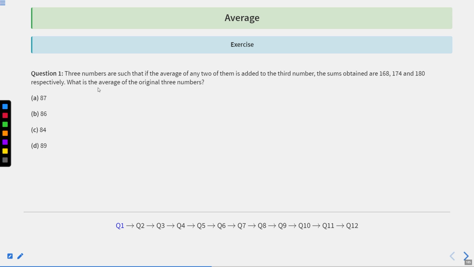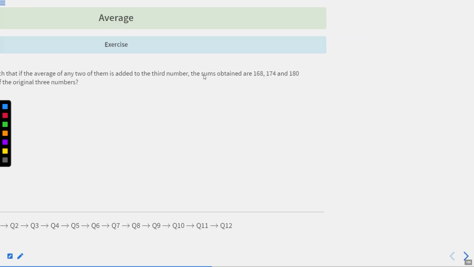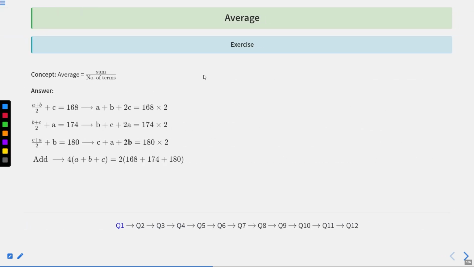First question is, three numbers are such that if the average of any two of them is added to the third number, the sums obtained are 168, 174 and 180 respectively. What is the average of the original three numbers? Let us have a look at the solution. The important concept that will be useful in this question is average equals sum upon number of terms.